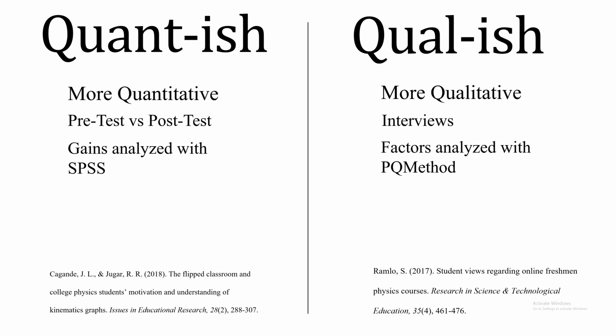The other thing that they differ in is the method of analysis. So for the quantitative study, it's just straightforward SPSS statistical analysis, t-tests, and for the qualitative method, this PQ method, which is a bit more mixed and experimental, is being used to create factors, which are much different from just raw statistical methods.